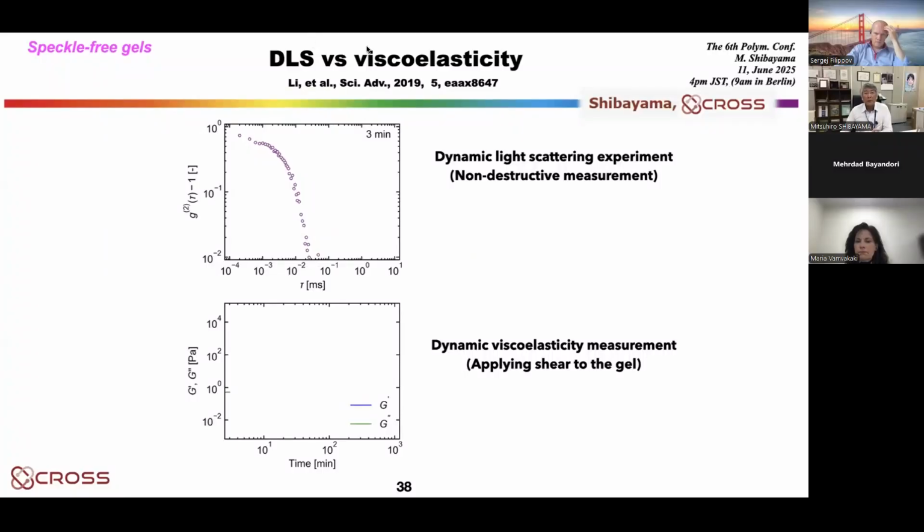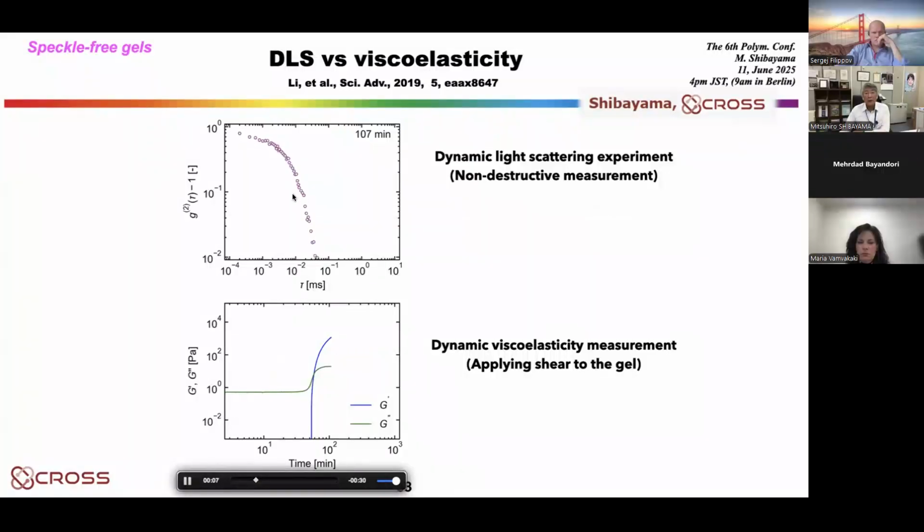So now we did a viscoelasticity measurement. The upper one is the dynamic light scattering experiment. The bottom one is the dynamic viscoelasticity measurement. If it becomes a gel, G prime and G double prime change a lot. So take a look again. Here, G prime and G double prime are increasing, and the sol-gel transition occurs, but here nothing is happening. So through the sol-gel transition, the correlation length doesn't change in one case, but it does change a lot in the other. Of course, at the beginning it is flowing, but at the end it doesn't flow.